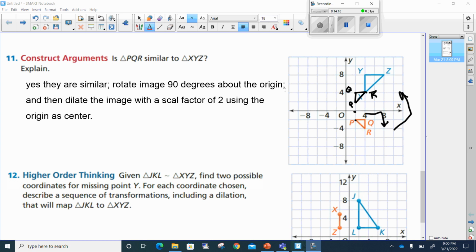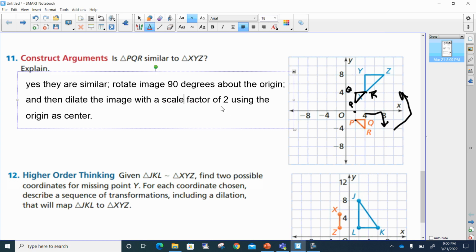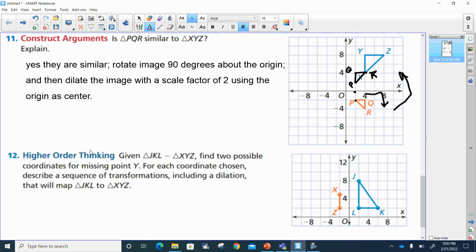And I apologize, I did misspell scale. Some people might put using the center of origin, using the origin as center with a scale factor 2. I think we know that we can go ahead and use these different terminology, and they mean the same thing. So yes, they are similar. Rotate image 90 degrees about the origin, then dilate the image with a scale factor 2 using the origin as center. All right. Yep, you guys got the rest.